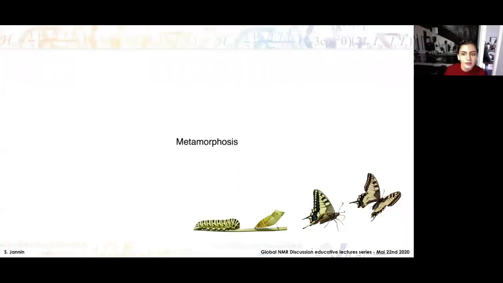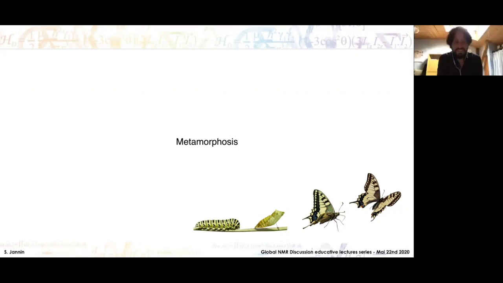Okay, the first question is, can this technique be used for paramagnetic proteins? That's a very good question. I don't know. I guess you'll have an enhanced paramagnetic relaxation nearby the paramagnetic sites, but I don't see why it shouldn't work.